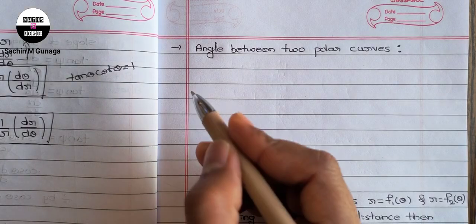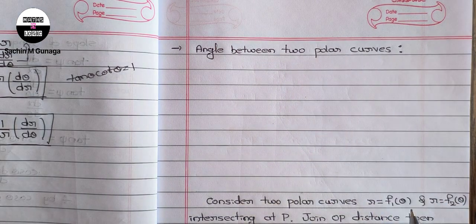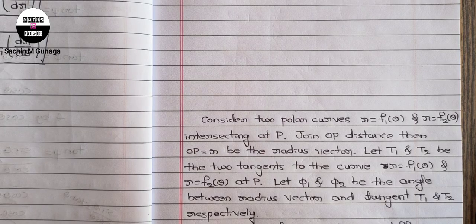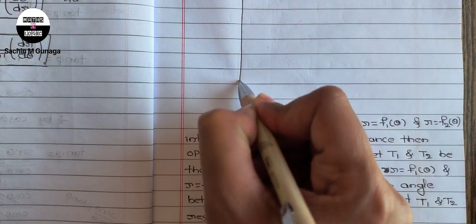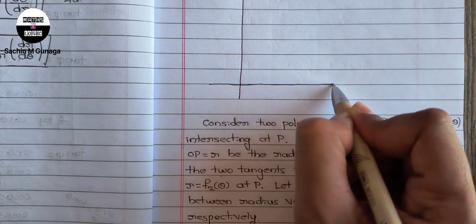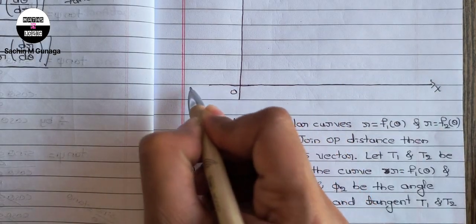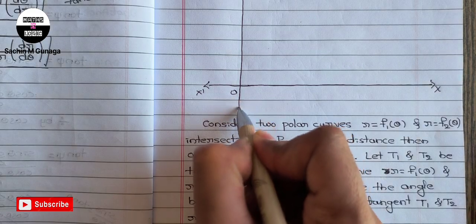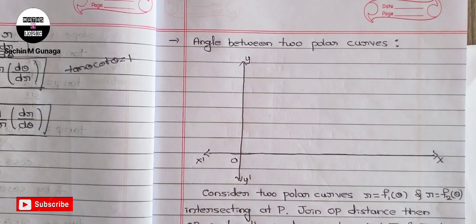Hello everyone, in this video we will see the angle between two polar curves. So here, first consider one axis: X'OX and Y'OY. So this is the axis.